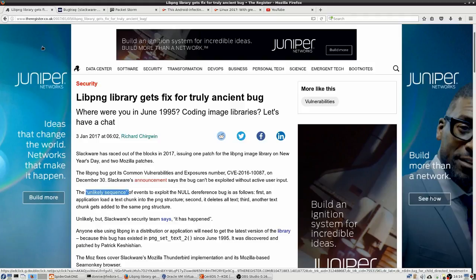The first report here I want to look at is from theregister.co.uk. It's about the libpng library, about a really, really ancient bug in it. And libpng, of course, contains the code which will help display your PNG graphics files and all that. Apparently, it's nothing real earth-shattering, but it was something that they found, I believe, on 30 December. It was found by the security team at Slackware, and they've already issued a patch for it.